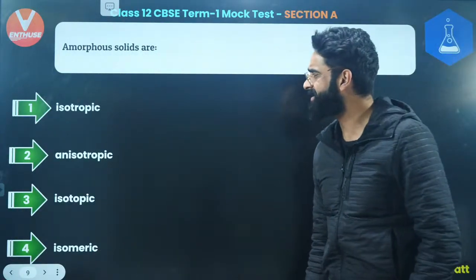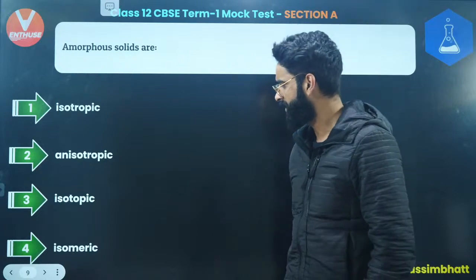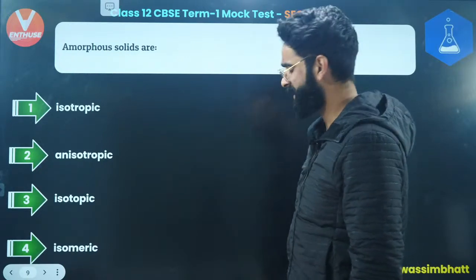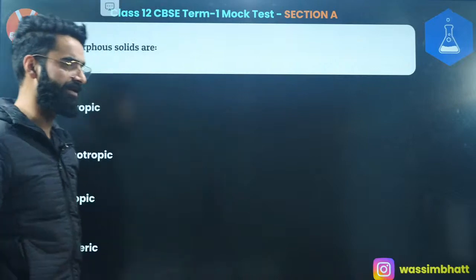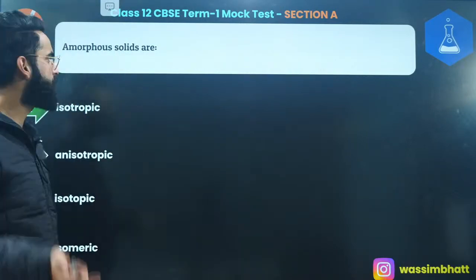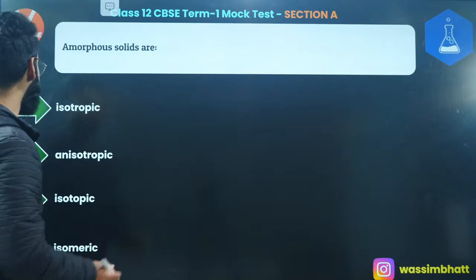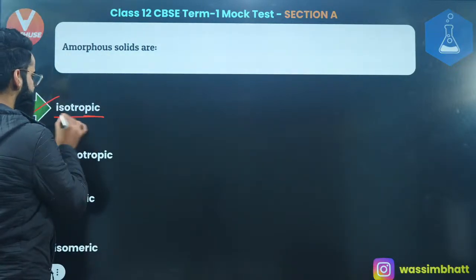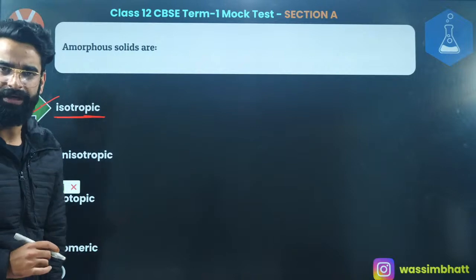Amorphous solids are these isotropic? Are these anisotropic? Are these isotopic? Are these isomeric? What is going to be the answer of this one? Again, a very simple memory-based question, right? Well, as you all must be knowing, amorphous solids, these are isotropic in nature, right? These are isotropic in nature.